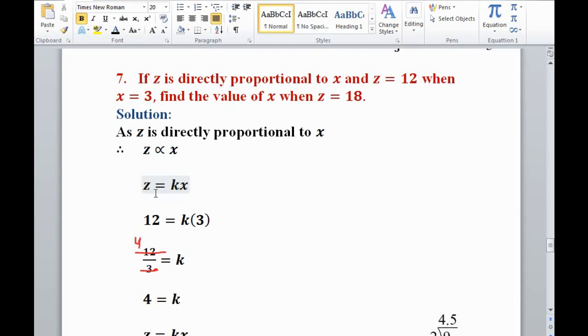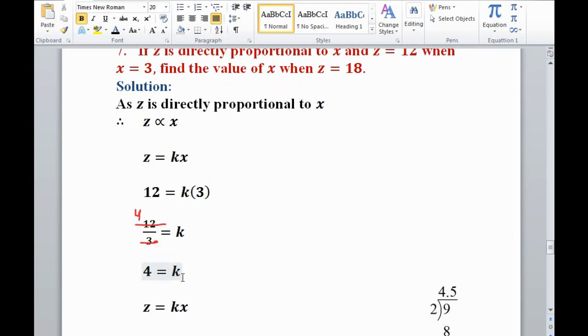Since we have been given the values of z and x, with the help of this we can find the value of constant k. So by putting the value of z from the statement of the question, which is 12, equals k as it is, and we have also been given the value of x, which is 3. So this equation becomes 12 equals k multiplied by 3. Since we are finding the constant k, let's take this 3 to the left side of the equation, then this equation becomes 12 upon 3 equals k. And now 12 is a multiple of 3, so 3 times 4 is 12. So we have the value of k equals 4.